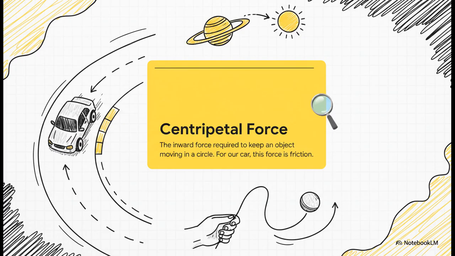So what's causing that normal or turn acceleration? Well, anytime something moves in a circle, there has to be some kind of force pulling it toward the center. We call that the centripetal force. For a planet going around the sun, that force is gravity. For a ball on a string you're swinging around, it's the tension in the string. And for our car on this flat track, it's all friction. The grip of the tires on the road is the one and only thing providing that crucial inward pull.